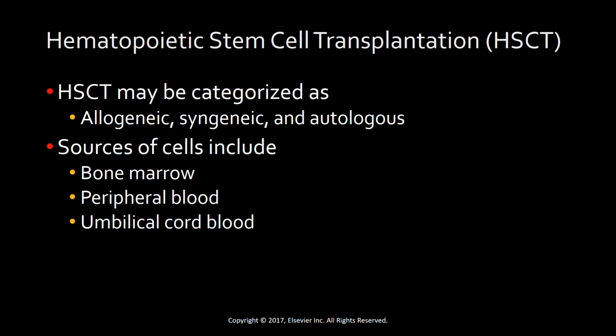Just to make it easier, I'm going to start stating HSCT instead of hematopoietic stem cell transplants, because it's a mouthful. So the HSCTs are characterized as allogenic, syngeneic, or autologous. The sources of stem cells include bone marrow, peripheral circulating blood, and umbilical cord blood. Let's break down what these categories are.